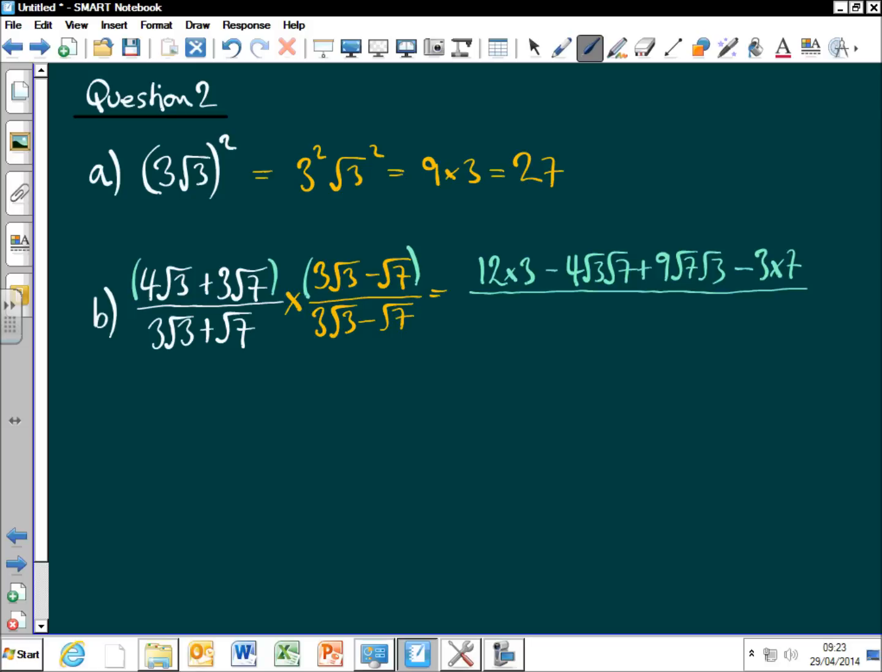On the bottom I'm going to get 3 root 3 multiplied by 3 root 3. Well, we've already done 3 root 3 multiplied by 3 root 3 in the first part of the question, so I know that's just 27. And I'm then going to do 3 root 3 multiplied by minus root 7, which is going to give me 3 root 3 root 7. I'm going to do 3 root 3 multiplied by plus root 7, so those are going to cancel, which is why the surds go on the bottom. And then I've got root 7 multiplied by minus root 7, so that's going to be negative 7.